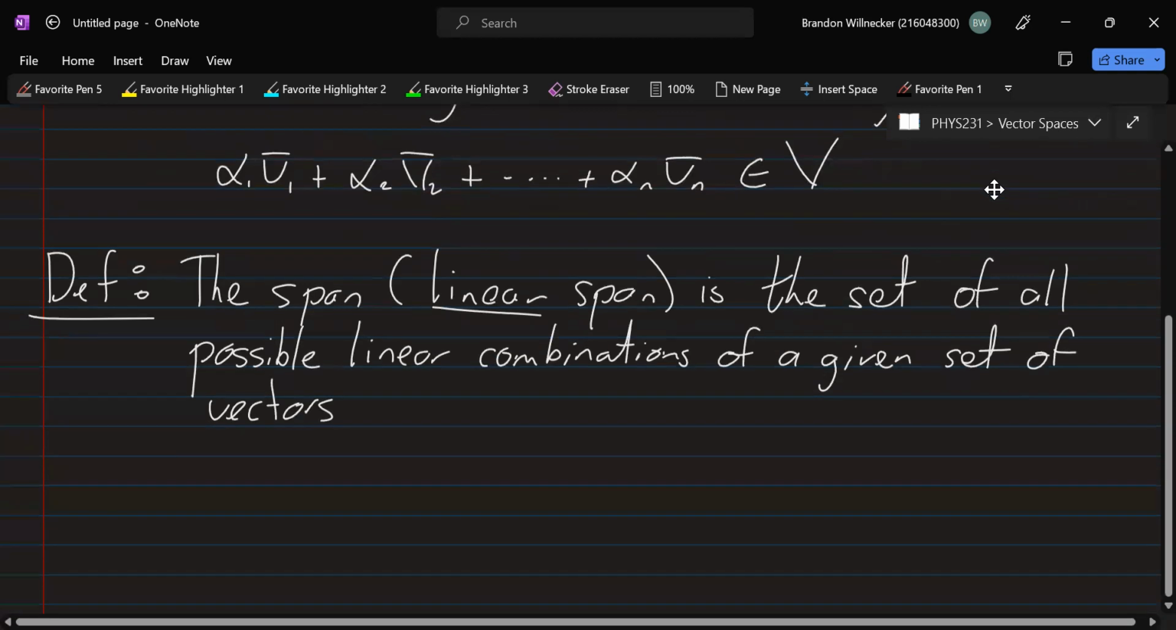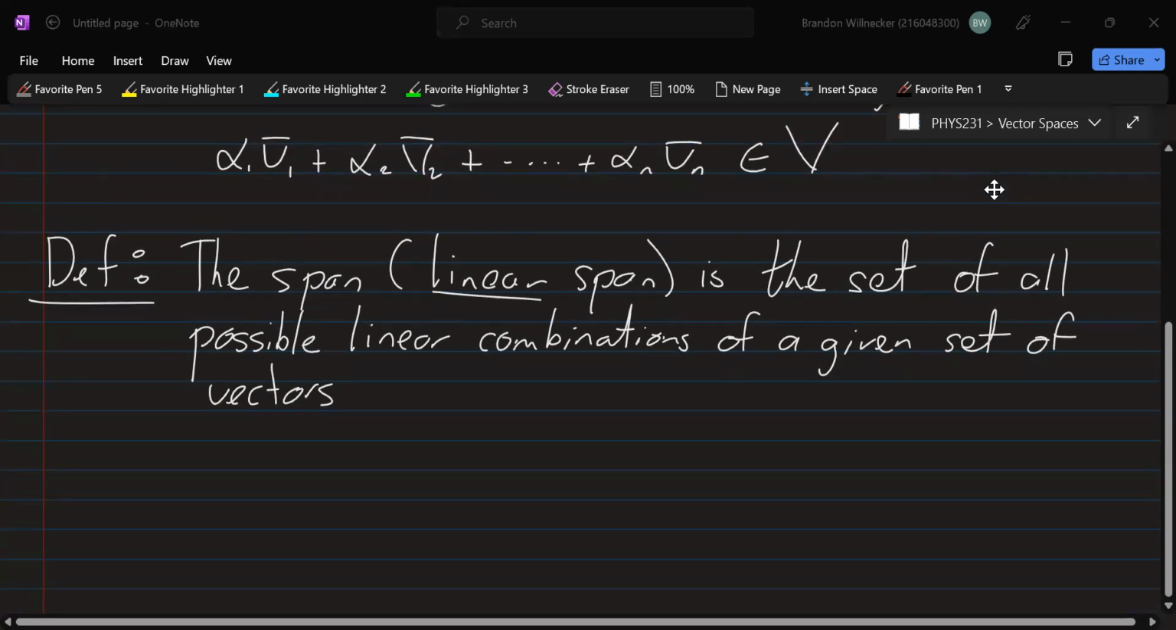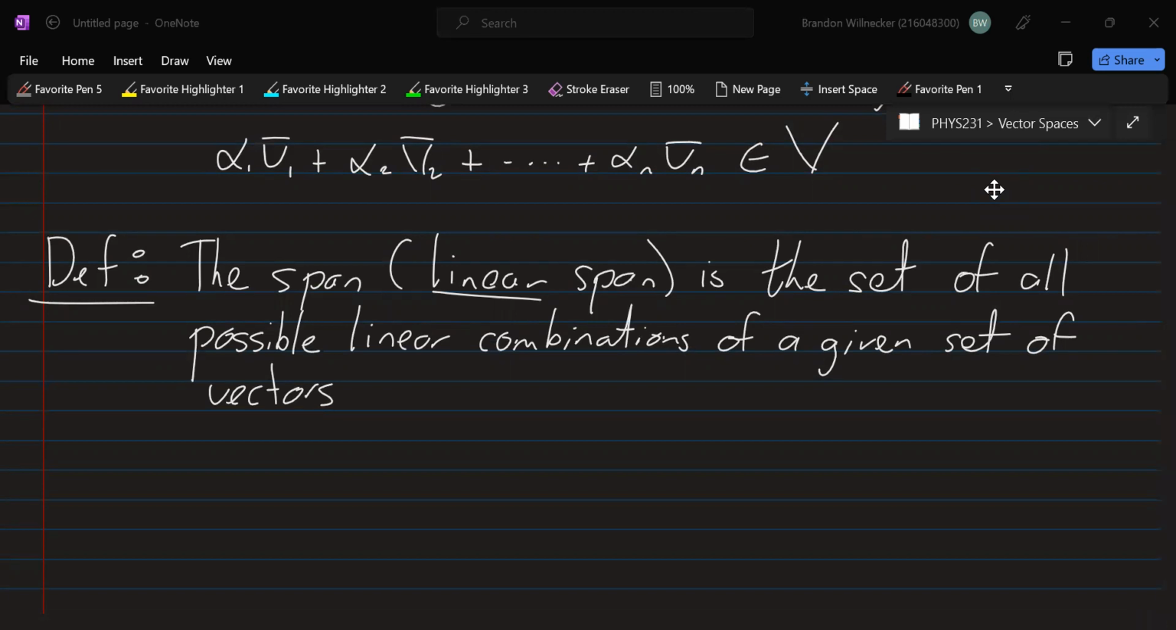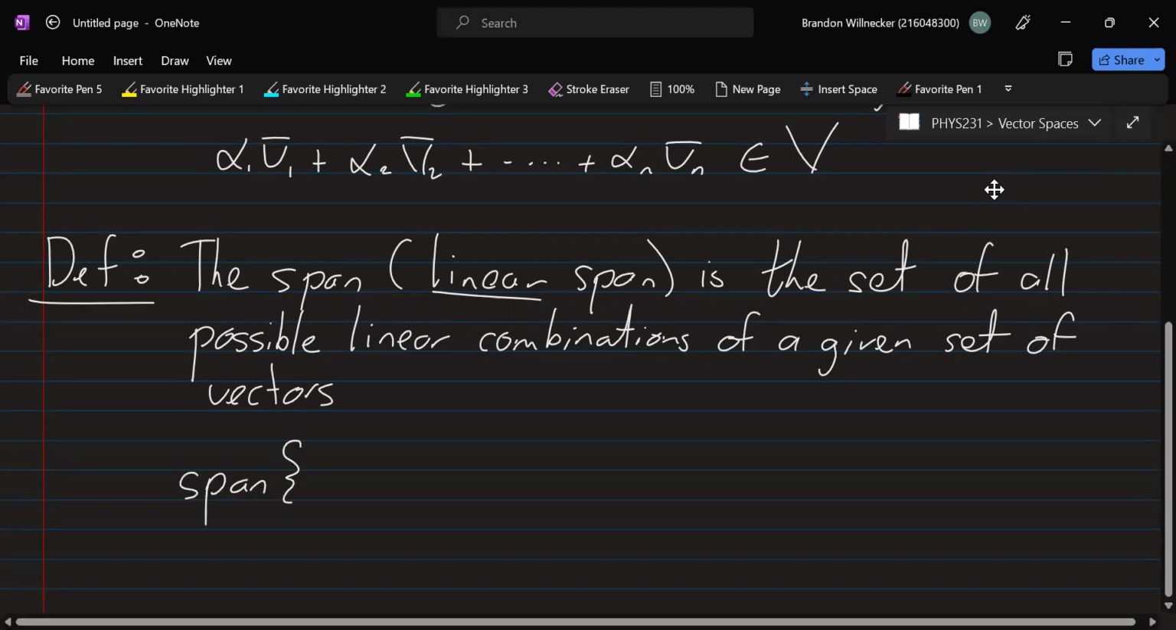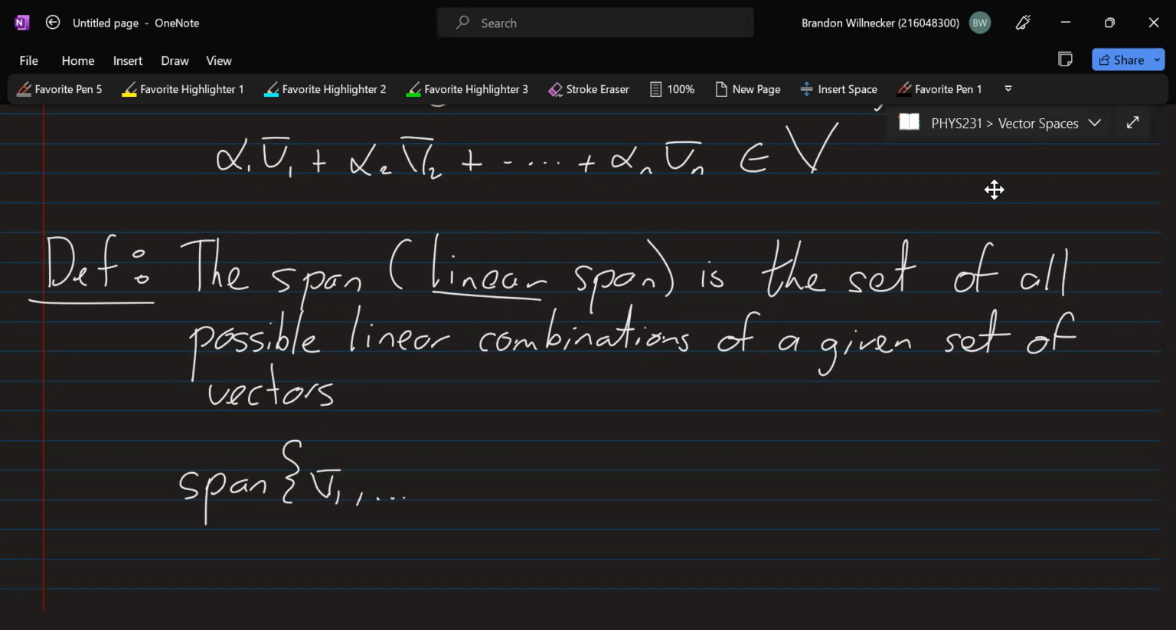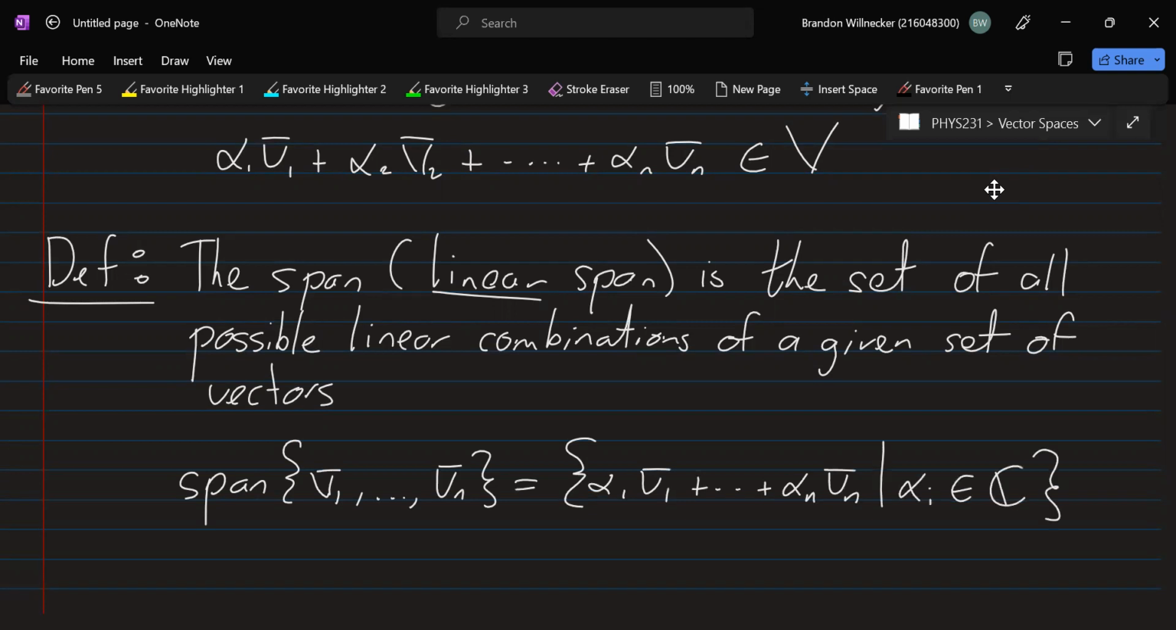Given a particular set of vectors, which can be any set of vectors from a vector space V, the span is the set of all possible linear combinations. So we can write the span of V1 up to Vn as the set of all linear combinations alpha 1 V1 up to alpha n Vn, where these alphas are complex numbers. All possible constructions like that, we call the span of the set.